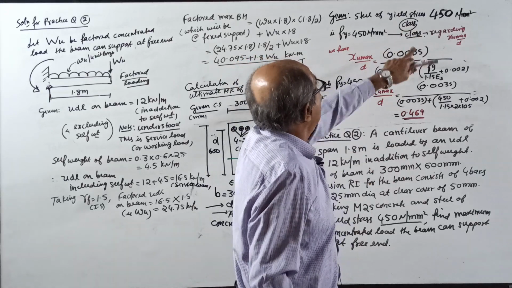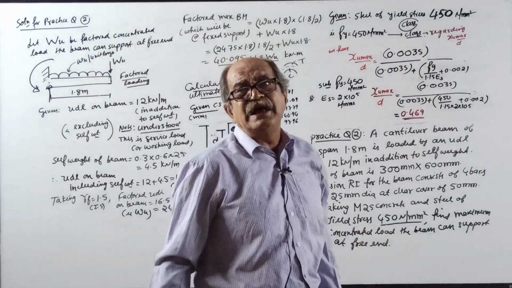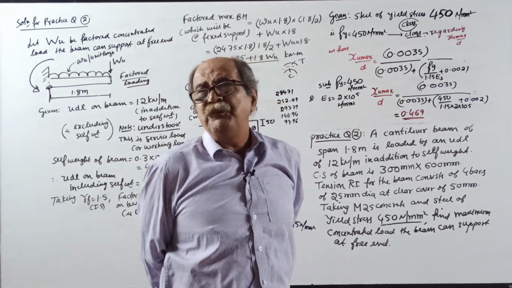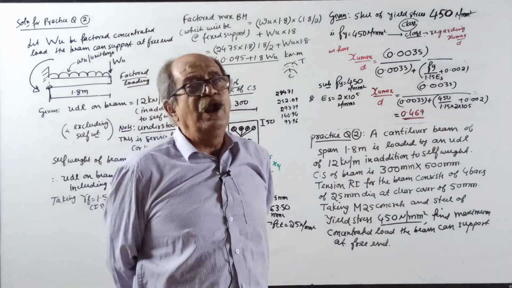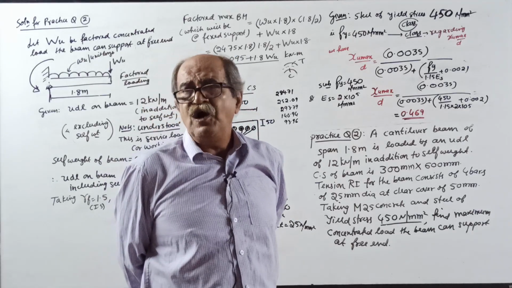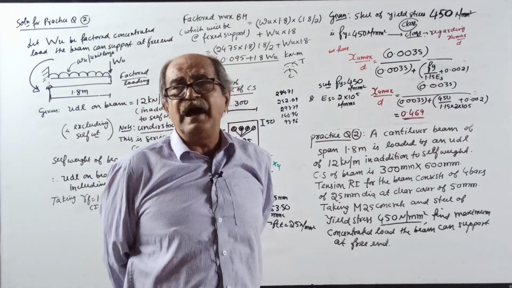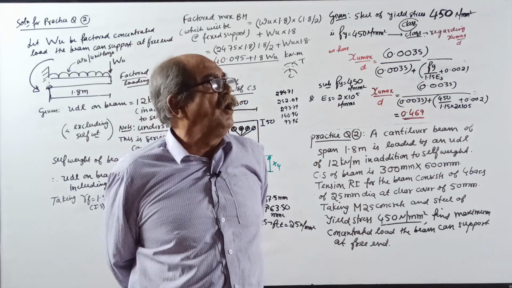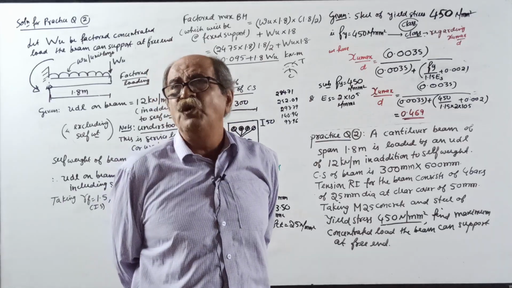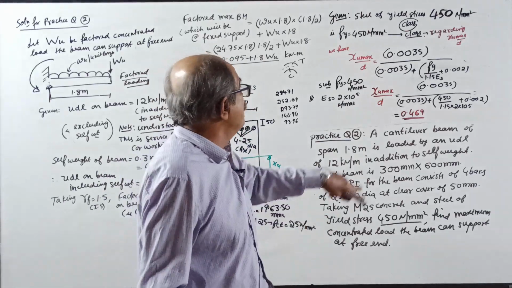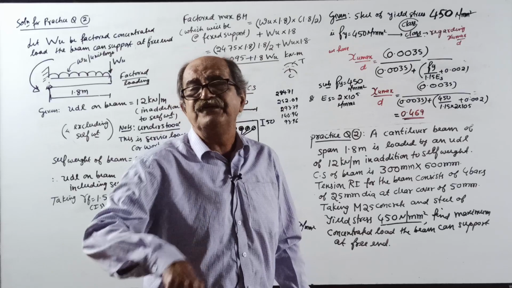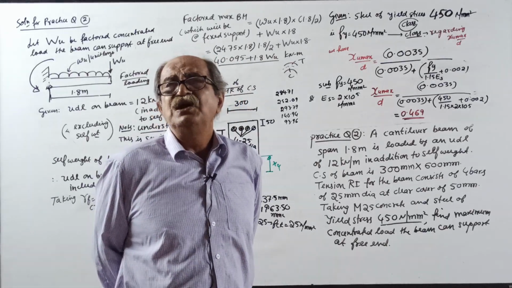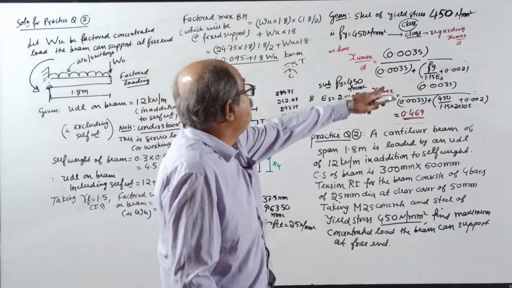Class, write a note regarding Xu max by d. In the IS code, for Fy equal to 250, 415 or 500, all in Newton per mm square, the IS code has given the values of Xu max by d respectively as 0.53, 0.48, 0.46. But they got it from this formula. This we know in the class. I told at that time, if any other Fy is given, you cannot use the IS code, use the basic formula.